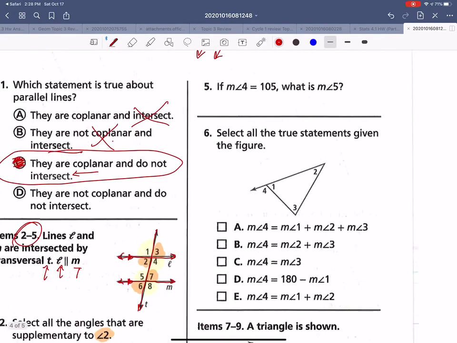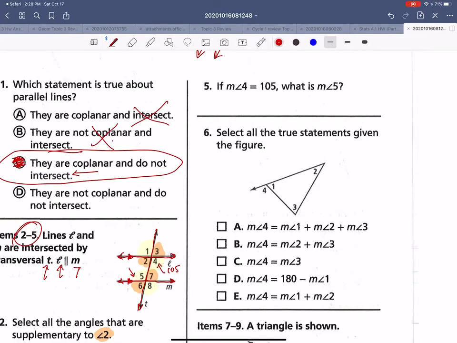Now let's look at number 5. It said use the same picture for 5. If angle 4 is 105, then what would be angle 5? Well, I know the two yellow ones are equal, so it would be exactly the same, 105, right?